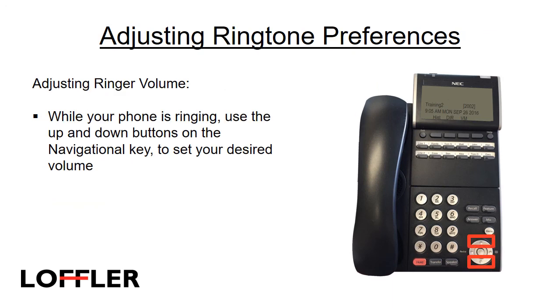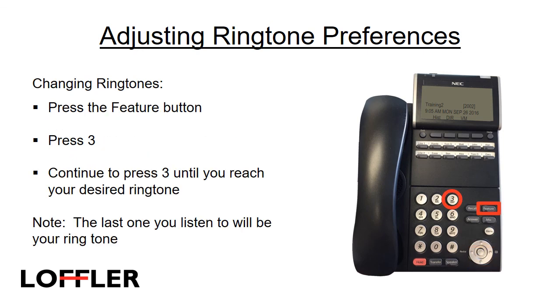To adjust the ringer volume, when your phone is ringing, use the up and down buttons on the navigational key to set your desired volume. To change your ringtone, press the Feature button. Dial 3 and continue to press 3 until you reach your desired ringtone. The last one you listen to will be the ringtone that is set.